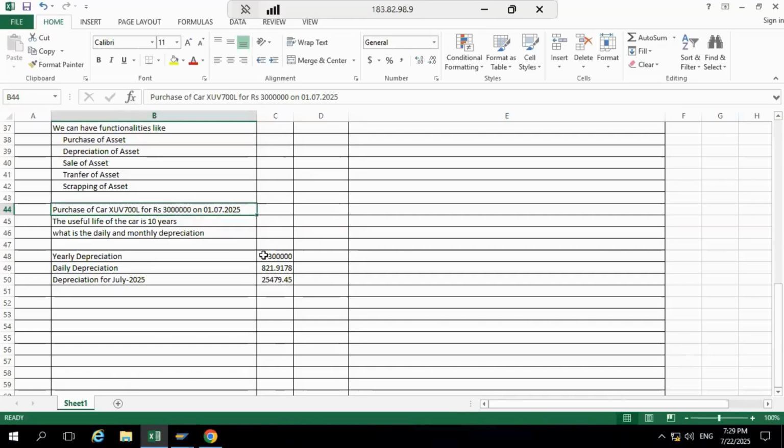Okay. So this calculation is easy for us to do in an Excel sheet. But the same calculation we need to bring into the system. That is the purpose of asset accounting. Okay.